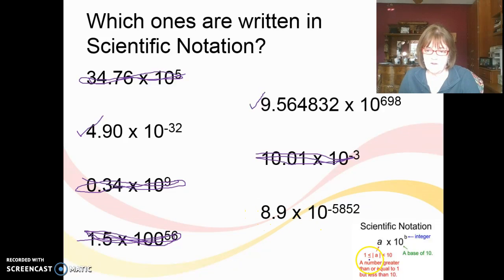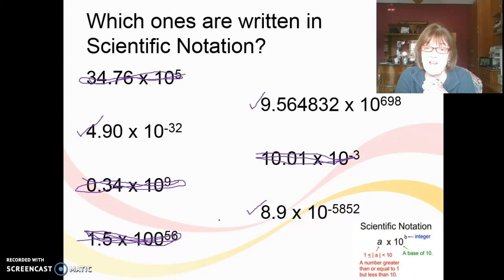8.9. Is that greater than 1? Of course. Less than 10? Yeah. All right, times 10. Base 10. Yep, we're good there. Negative 5,852. Wow. Whew. I hope Mrs. Shepherd knows how to use these kinds of numbers in her science class. But, oh, man, that's crazy. This is a good number, though. There is nothing wrong with that one. It is scientific notation.